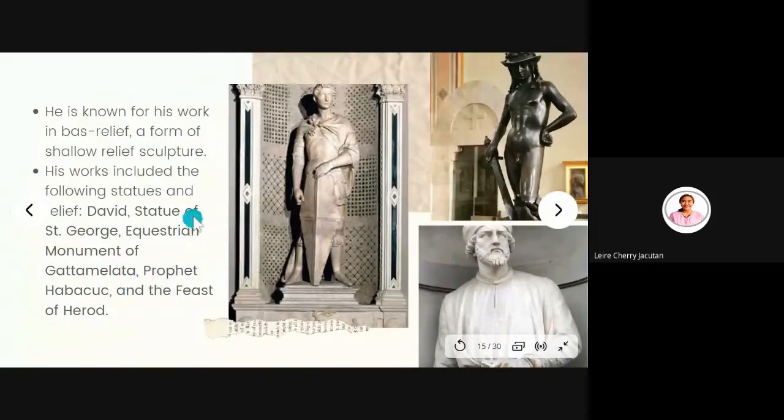Gattamelata, sorry. Ayan, so hindi ko na yan nakipakita. Pero this one is a Prophet Habakkuk and the Feast of Herod. Wala na dyan yun. So research nyo na lang. So yan lang yan sa mga sikat niyang gawa. Pero siguro sa lahat ng mga gawa niya, pinakasikat sa lahat is ito, yung Statue of David na gawa sa bronze.